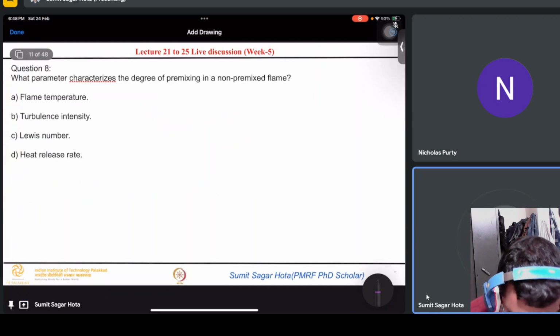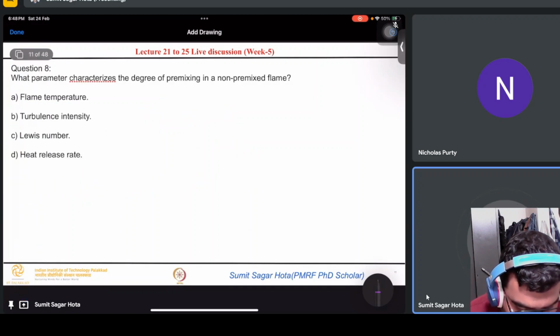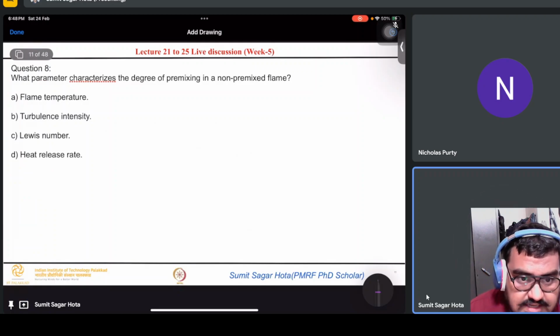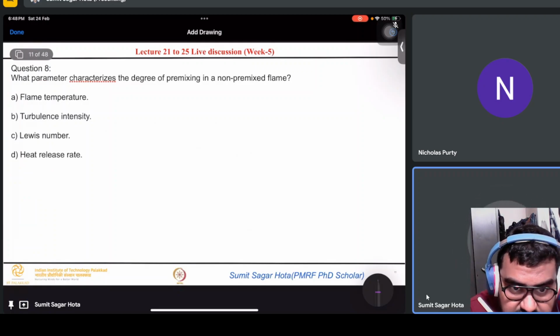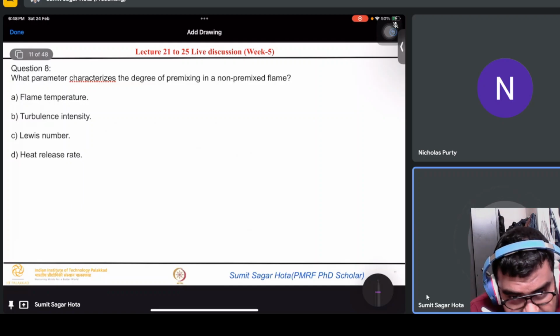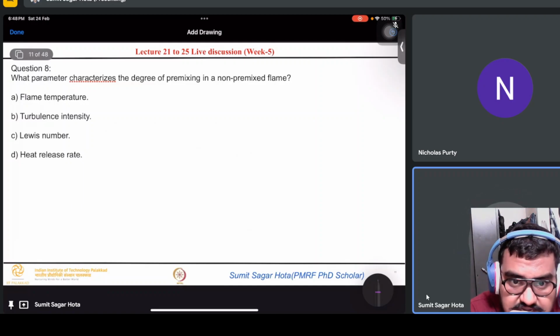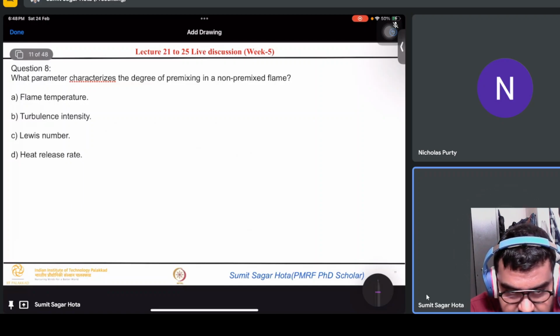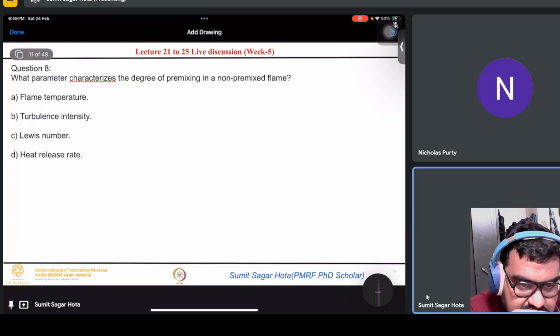Now next question. What parameter characterizes a non-premixed flame? They are telling about premixing in a non-premixed flame. We know there cannot be premixing.